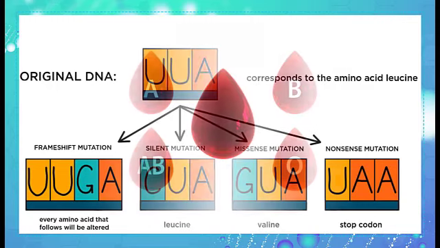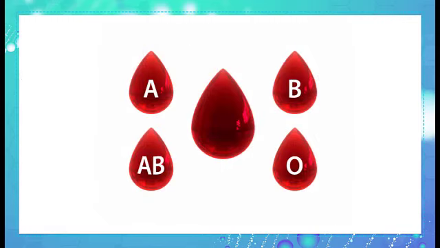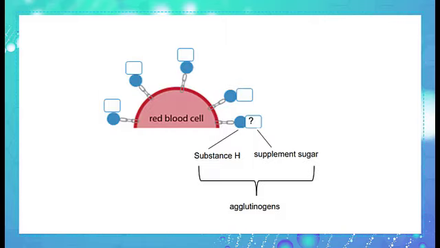To understand more how mutations affect our phenotype by affecting the coded protein, let's take the blood group as an example of genetic polymorphism. You all know that the blood group is determined by agglutinogens, which are glycoprotein molecules found on the surface of red blood cells. The agglutinogen on the surface of red blood cell is composed of two molecules, a substance H and a sugar. The type of sugar added to substance H of the agglutinogen determines its type.